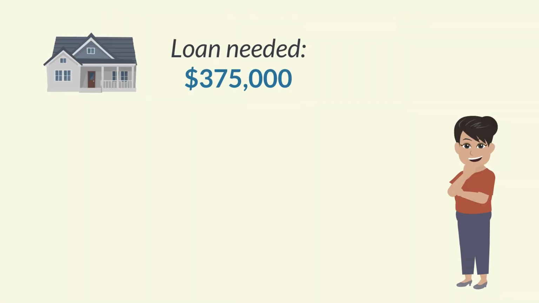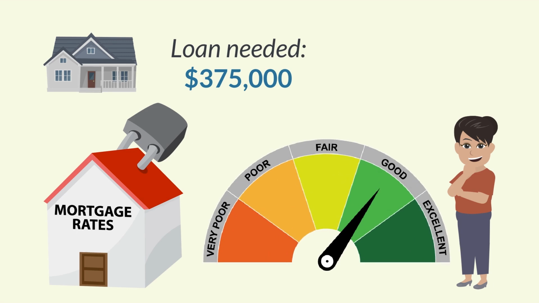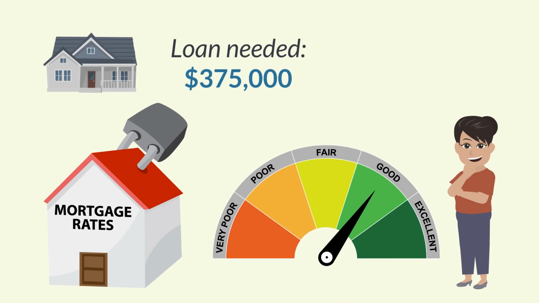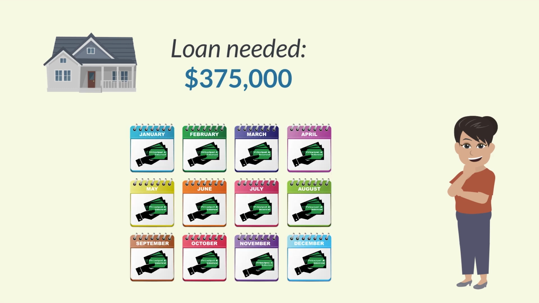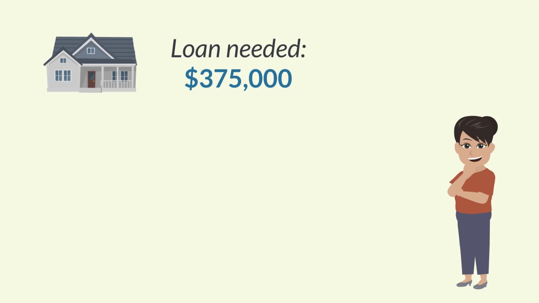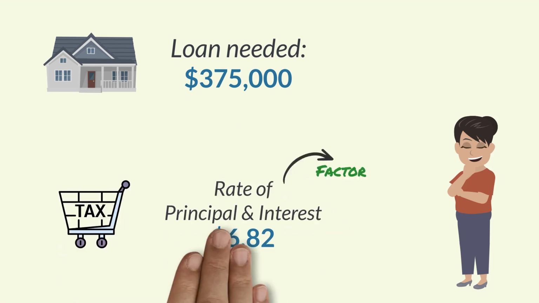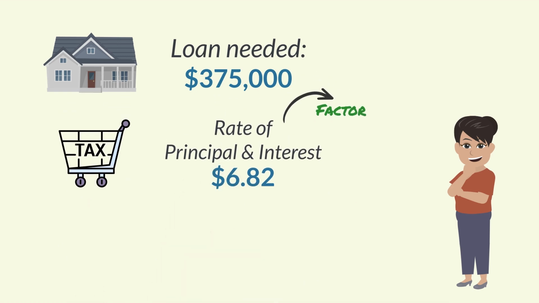So what does that mean for Claudia? Claudia needs to borrow $375,000 to purchase her dream home. Based on the market's current interest rates and Claudia's credit score, they are willing to loan her the $375,000 to be paid back monthly in payments over 30 years. To calculate her monthly payment, the bank would use a factor, or rate of principal and interest, of $6.82.